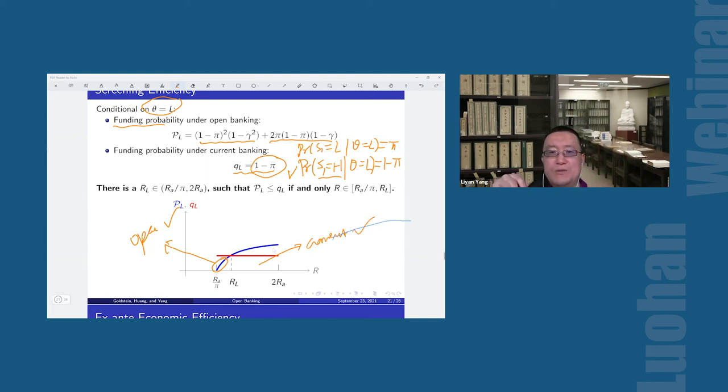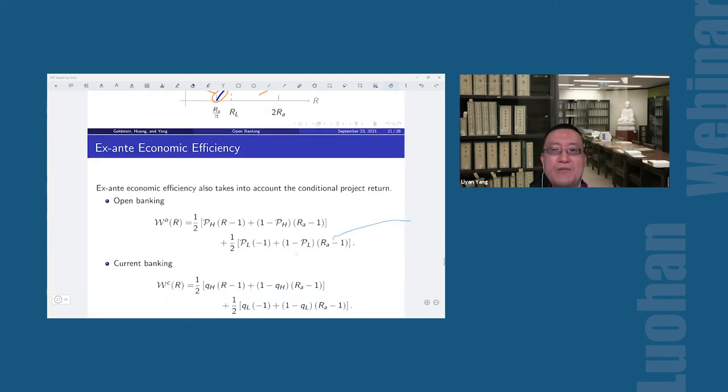So the overall result is, if R is sufficiently high, then for funding efficiency, open banking will dominate. When R is low, for screening efficiency, open banking will dominate. So that's a tension, right? If you increase R, that will be good from the funding efficiency perspective, but worse from the screening efficiency perspective. If you lower R, it's the opposite. So that's the tension. Now, what's happening for the overall welfare?